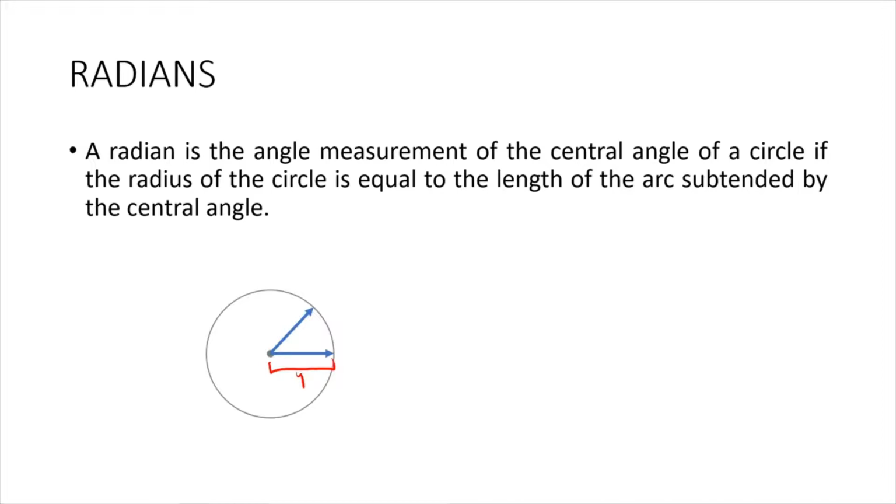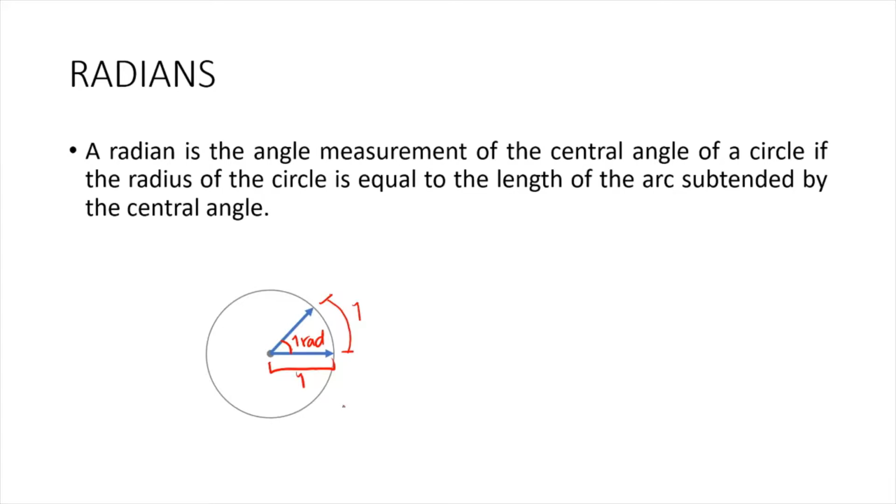Okay, so all those are representations of 1 unit. The measure of this central angle here is said to be 1 radian if the length of the subtended arc here is equal to the radius of the circle. So in this case, 1 unit.